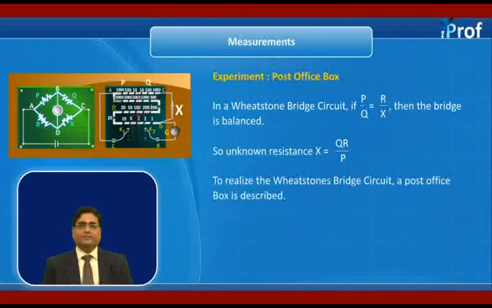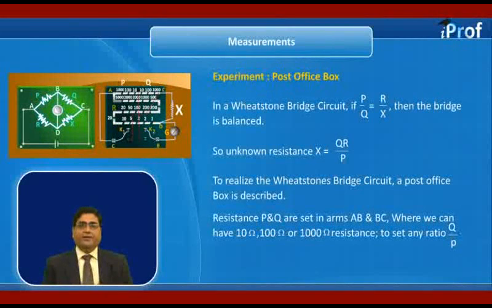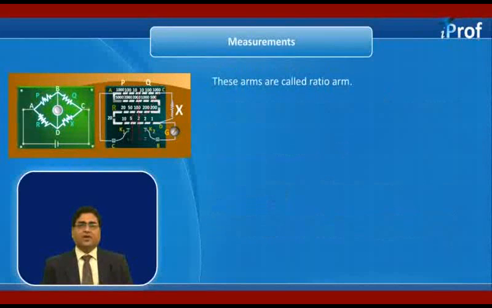To realize the Wheatstone's bridge circuit, a post office box is described. Resistance P and Q are set in arms AB and BC, where we can have 10 ohm, 100 ohm or 1000 ohm resistance. To set any ratio Q upon P, these arms are called ratio arm.